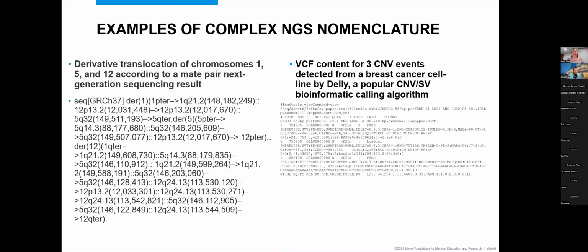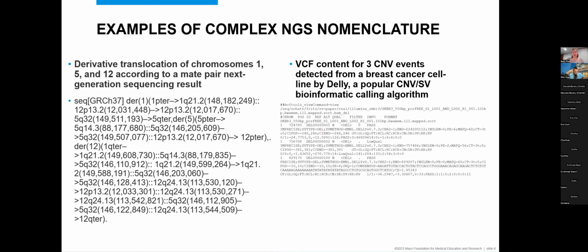Along with that, sometimes complex events are very hard to describe in a readable format. So here are two very different examples of events. The first presentation involves chromosomes 1, 5, and 12 detected by mate pair sequencing. Trying to describe all the chromosomes and breakpoints of what is happening here was difficult to do.